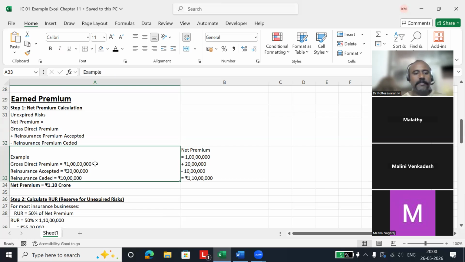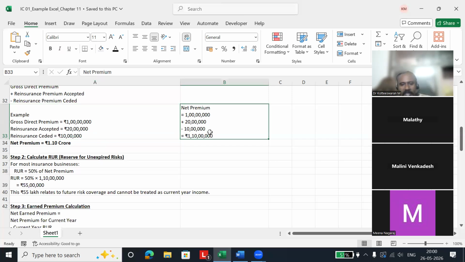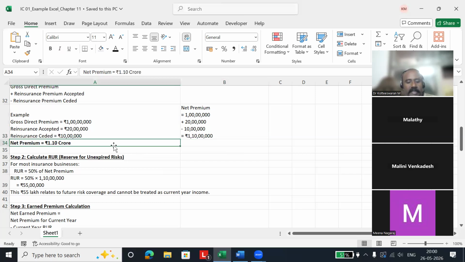So gross direct premium is 1 crore. Reinsurance accepted is 20 lakhs. Reinsurance ceded is 10 lakhs. Like that they will give an example and ask you for the net premium. What is net premium? Gross plus accepted minus ceded. Simple. Gross premium plus reinsurance accepted minus reinsurance ceded. So 1 crore plus 20 lakhs minus 10 lakhs. So 1 crore 10 lakh is the total net premium.